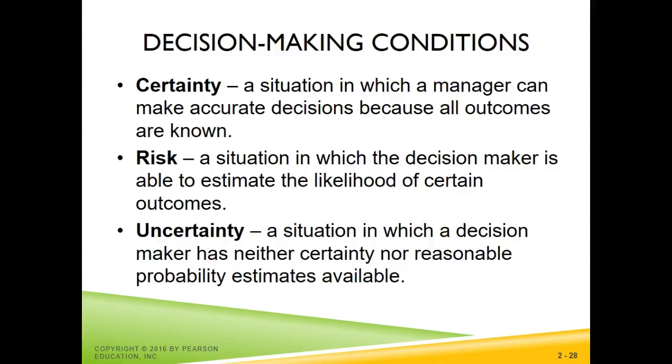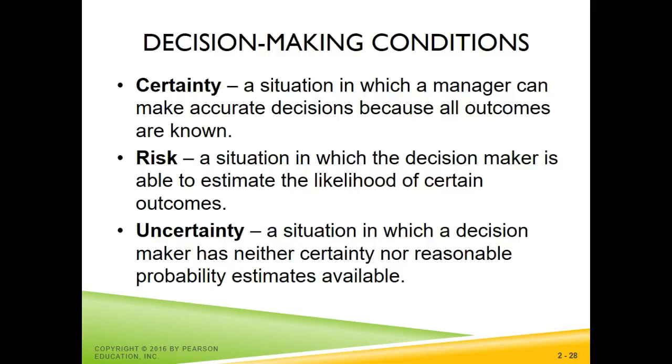So here we have decision-making conditions. We have certainty, which is a situation in which a manager can make accurate decisions because all outcomes are known. Next you have risk, a situation in which a decision maker is able to estimate the likelihood of certain outcomes. Next you have uncertainty, a situation in which a decision maker has neither certainty nor reasonable probability estimates available. The ideal situation for making decisions is one of certainty, where managers can make accurate decisions because the outcome of every alternative is known.